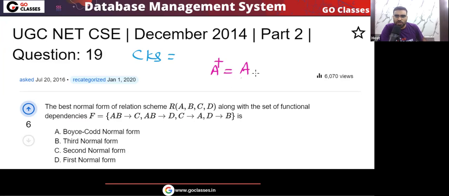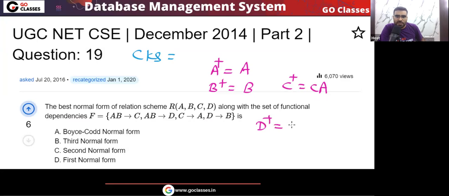Okay, so that is not a candidate key. Yes or no? What is B closure? That is B. Again, that is not a candidate key. What is C closure? C closure is CA. C can determine A. Now, AC cannot determine anything. So this is also not a candidate key.